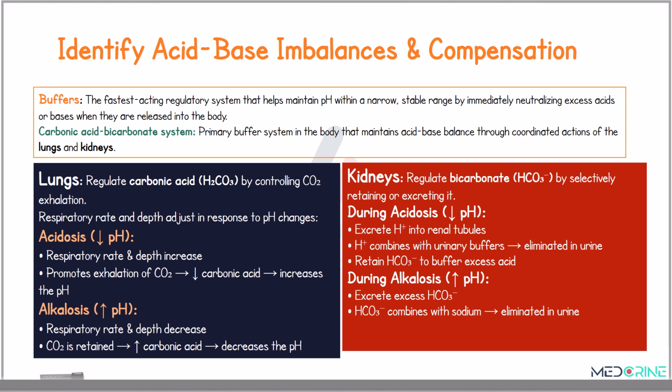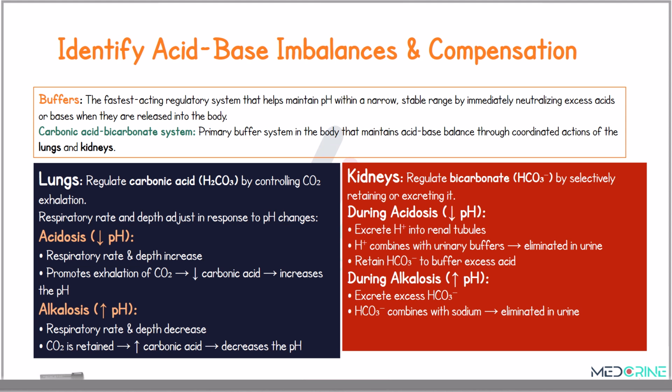Looking at the lungs, they regulate carbonic acid by controlling carbon dioxide exhalation. The respiratory rate and depth adjust in response to various pH changes. For example, when there is an acidosis or a low body pH, the respiratory rate and the respiratory depth increase, promoting an exhalation of carbon dioxide, which eventually leads to a reduction in carbonic acid levels and an increase in the pH. On the other hand, when there is an alkalosis state or when the pH is elevated, the respiratory rate and the depth of respiration decrease. The carbon dioxide is retained in the system, increasing carbonic acid concentration and eventually decreasing the pH, making it acidotic.